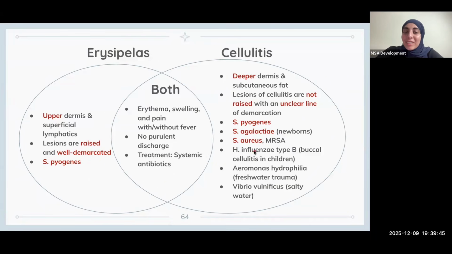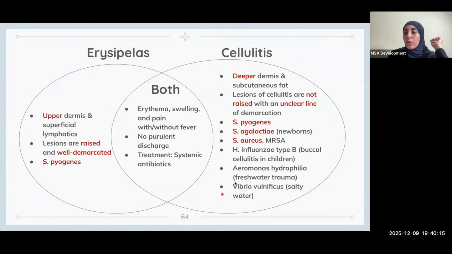Of course, we have it. It won't be an infection in the skin without having Staph aureus. But again, be careful. Erysipelas does not have Staph aureus. Okay, erysipelas is only due to strep pyogenes. These other ones are only in cellulitis. Okay, we can also have Haemophilus influenzae type B, specifically in buccal cellulitis in children. So buccal cellulitis is in the cheek, and this one is pretty dangerous actually. If they get this, you need to treat them very quickly because it's dangerous.